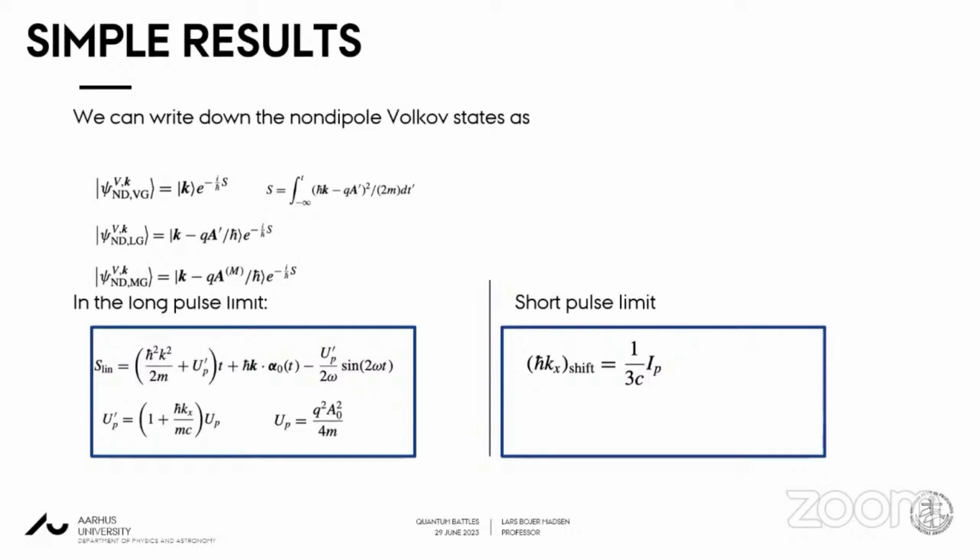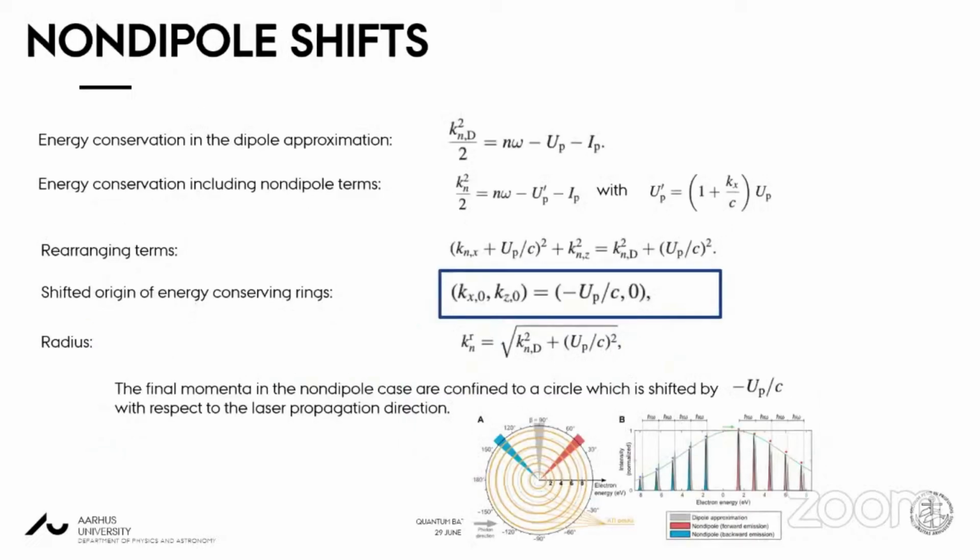Let's look at a consequence of this. Here is the normal energy conservation. Kinetic energy after absorbing n photons is n omega minus Up minus Ip, where Ip is the ionization potential. Now, in the non-dipole case, we have to use the corrected one. If I insert the new expression for the corrected ponderomotive energy shift and rearrange terms, I arrive at this one here, which we remember from high school describes a circle, now with a shifted origin. So here you see that we can also explain this type of experiment.